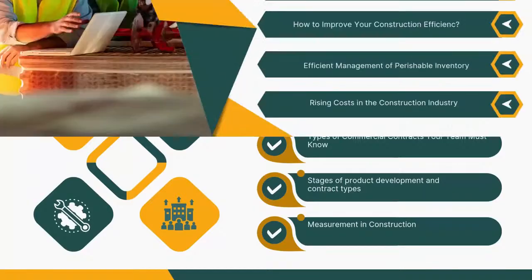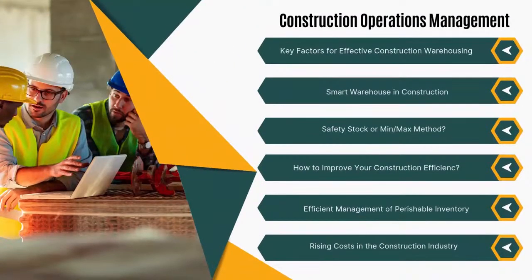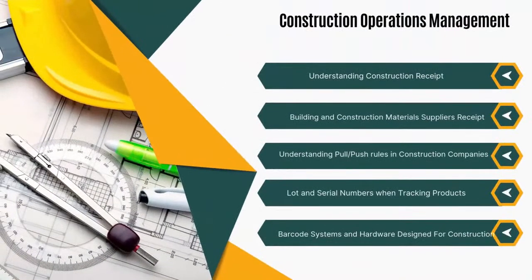Module 1: Construction Companies Operations Management. The key types of construction contracts. Types of commercial contracts your team must know. Stages of product development and contract types. Measurement in construction. Key factors for effective construction warehousing. Smart warehouse in construction. Safety stock or min-max method. How to improve your construction efficiency. Efficient management of perishable inventory.